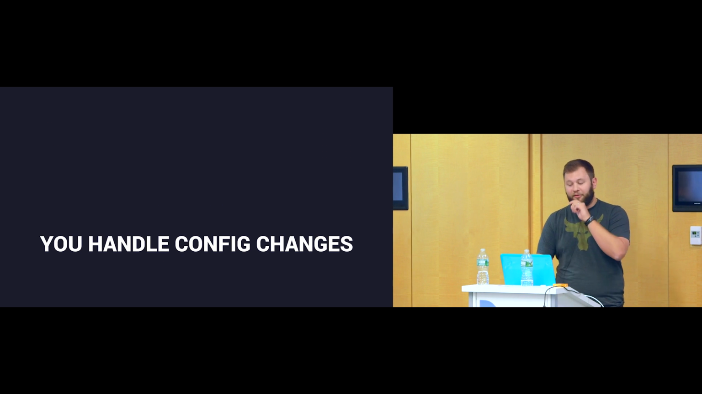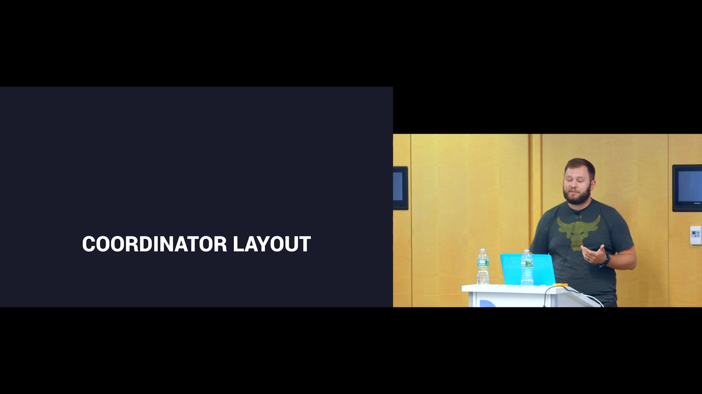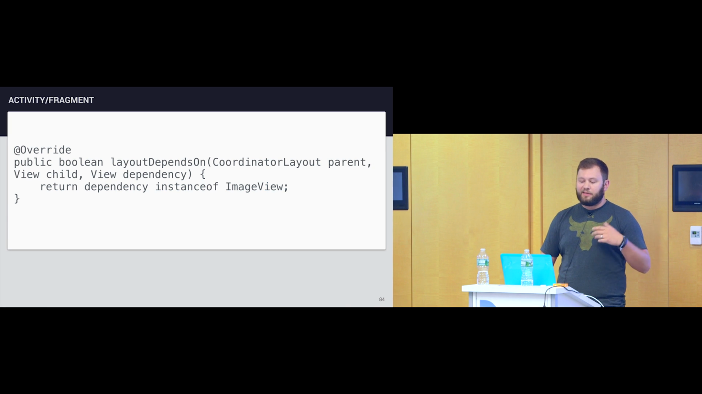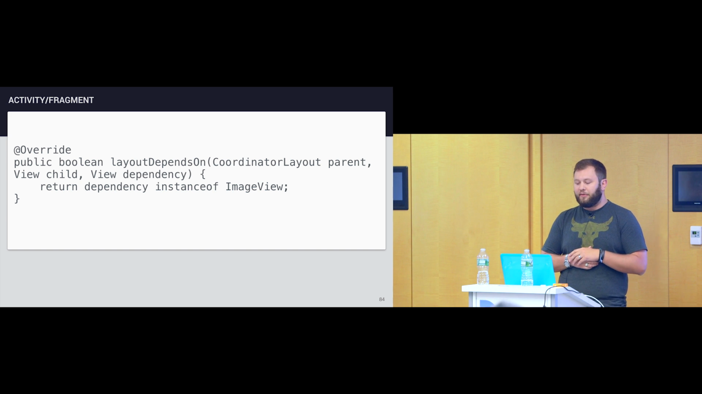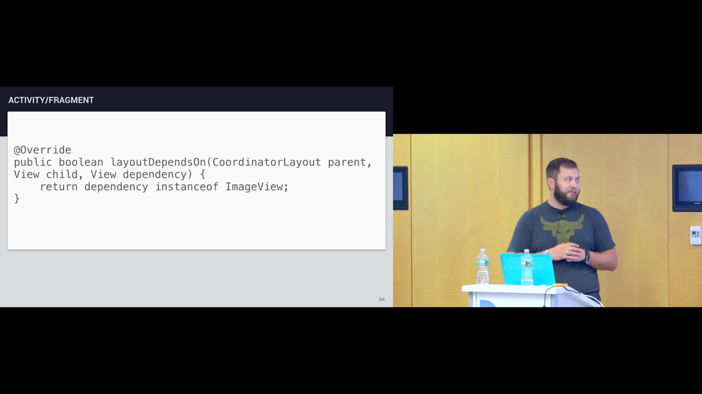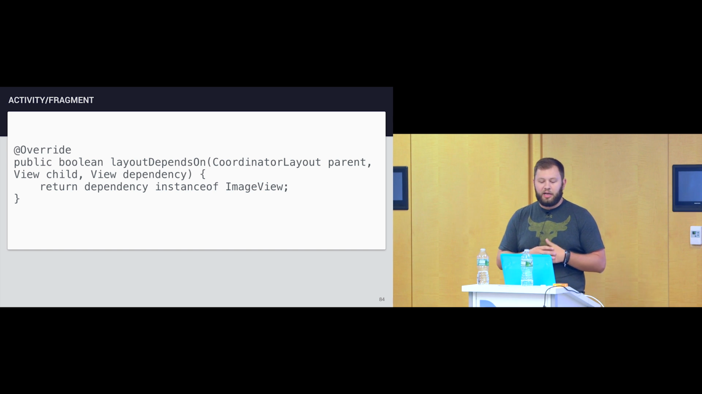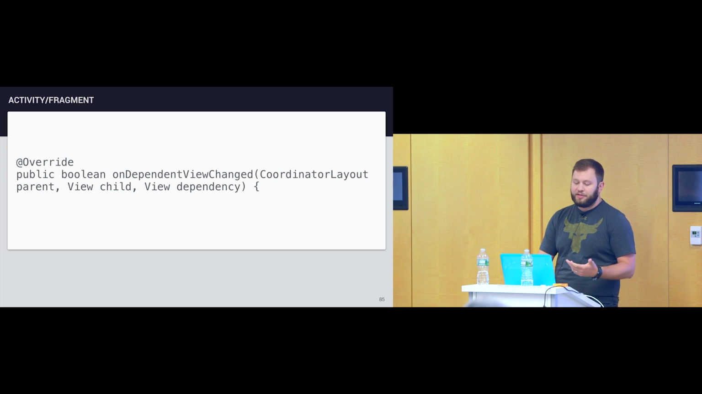So if you decide to handle your config changes, and this is the one that I came up with last night at 12 o'clock on the flight from Austin, one of the things I found out was that you could potentially do this with a coordinator layout. If you're not familiar with the coordinator layout, it has these things called behaviors, and in those behaviors, you can define things like the ability for a view to depend on another view. This is a code snippet from those views. In this case, I have a piece of text that was depending on an image view. So you'd override this method on your custom behavior, and then the next one you would actually override is your on-dependent view change.